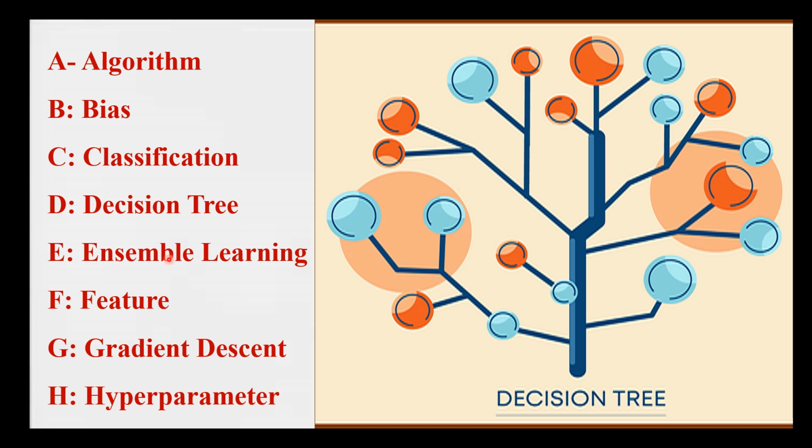E is the ensemble learning. So think of a group of friends giving advice on what to wear for a party. Ensemble learning combines the prediction of multiple machine learning models to make a more accurate decision.